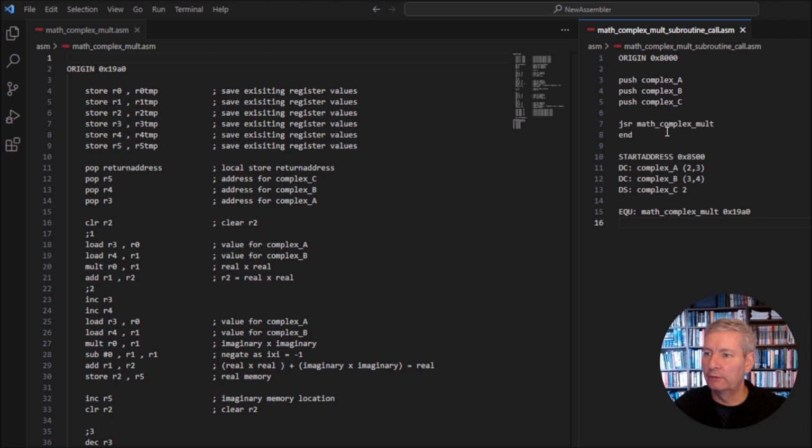We then jump to the subroutine. We then come into the subroutine here, we run through the multiplication and it returns the values into complex C. So let's look at the actual subroutine.